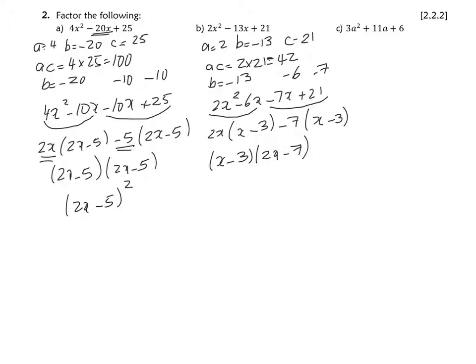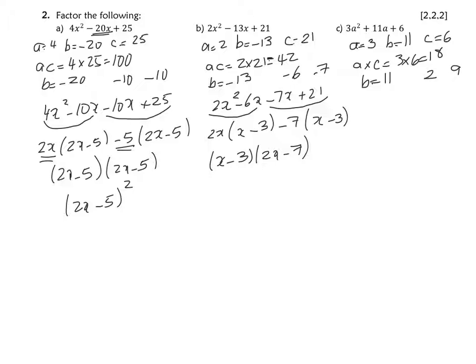The last one says 3a squared plus 11a plus 6. Again, there is no common factor. The leading coefficient is not 1, so I have to use the decomposition method. Again, a is 3, b is 11, and c is 6. So a times c is 3 times 6, which is 18. B is 11. Find two numbers whose product is 18 and whose sum is 11. Those two numbers are 2 and 9.